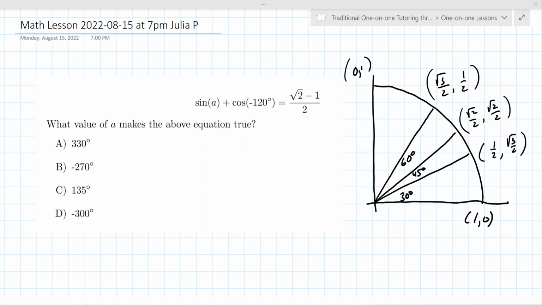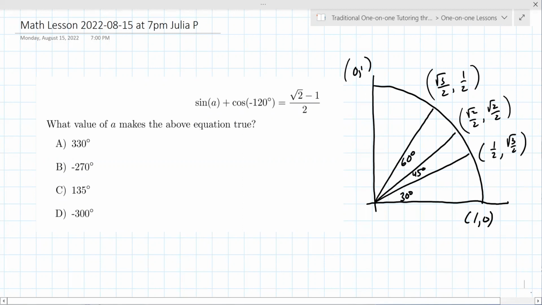But let me grab that reference sheet and I'll put a link in the chat to it. So I think it's page 3, there's a unit circle. You'll definitely want to have that up. Page 3. Okay, I see it.